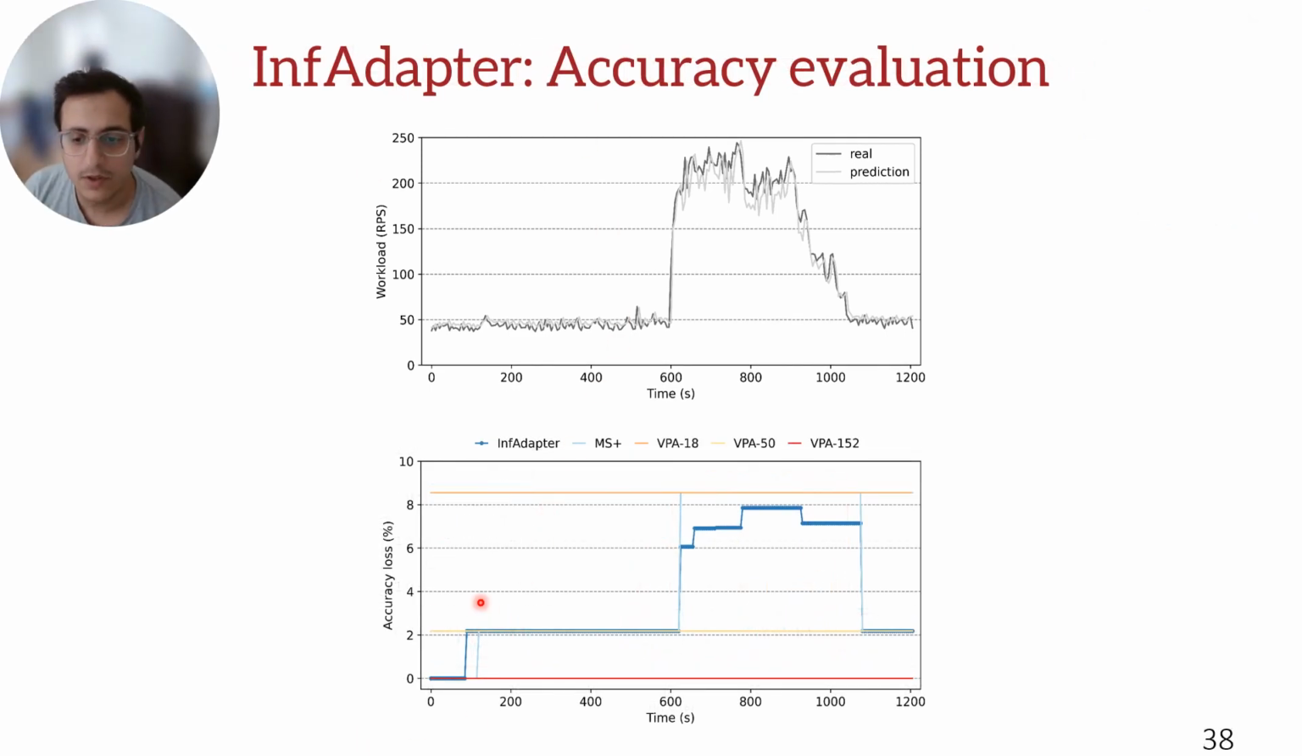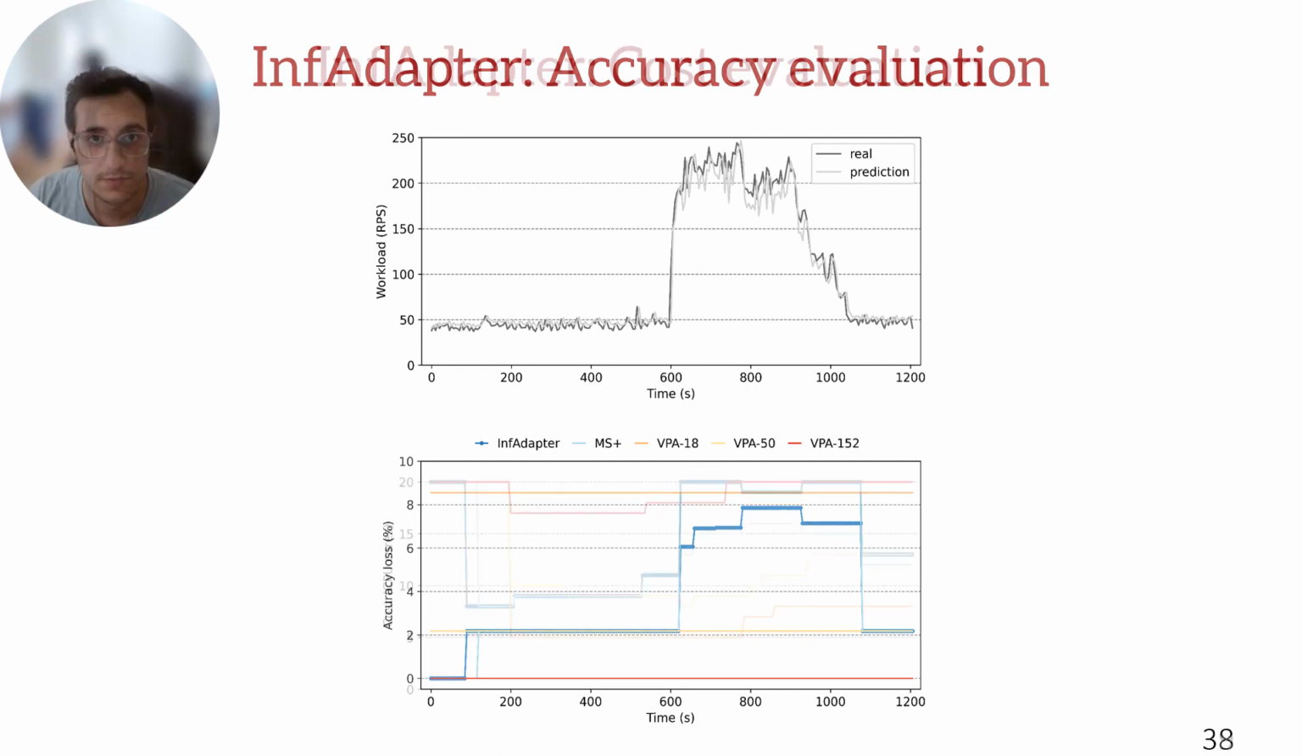Let's see how InfAdapter performs regarding the accuracy. As you can see, when the load is low, there is no problem, and the accuracy loss is not much. But when we have a higher load, then InfAdapter sacrifices some accuracy and, first of all, meets the SLO. Second of all, it sustains the throughput that we want. Whereas this is not possible when we have a fixed amount of resource allocation, or we cannot have a combination of model variants.